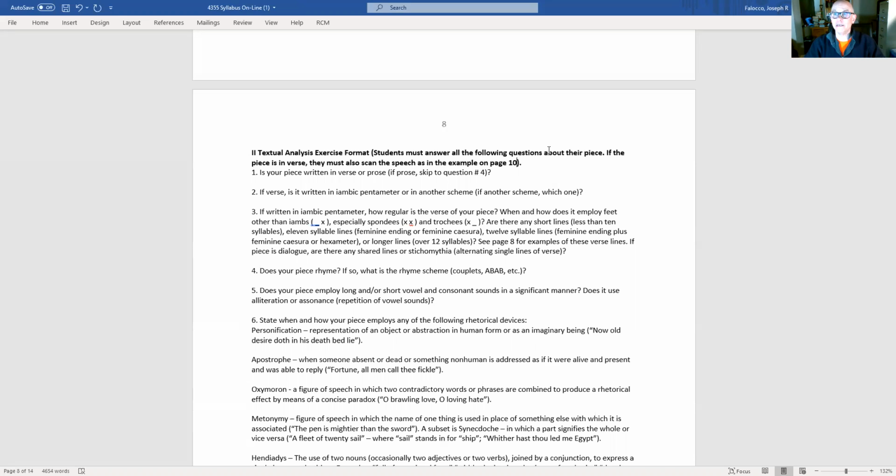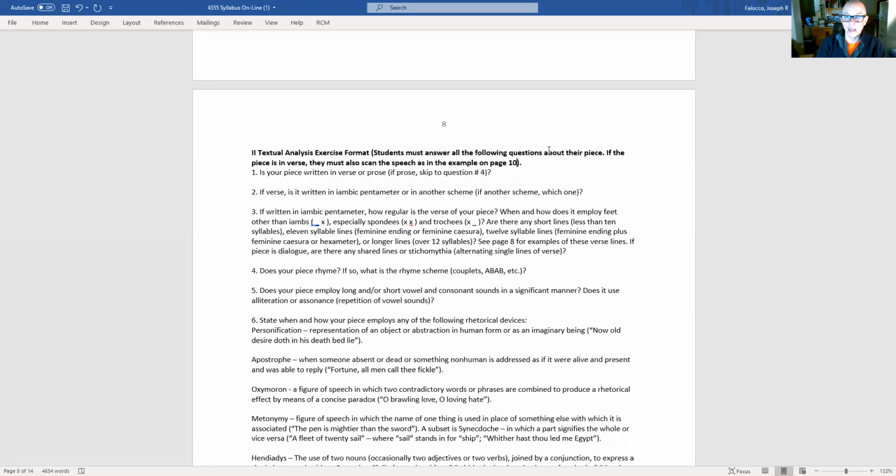So the big thing we need to worry about most of the time is iambic pentameter. So number 3, if it's written in iambic pentameter, how regular is the verse of your piece? Okay? Because almost everything this semester certainly, any speech of any length is going to have some lines that are irregular. None of the plays this semester are written in perfectly regular iambic pentameter, as was the case with Romeo and Juliet in 3354.